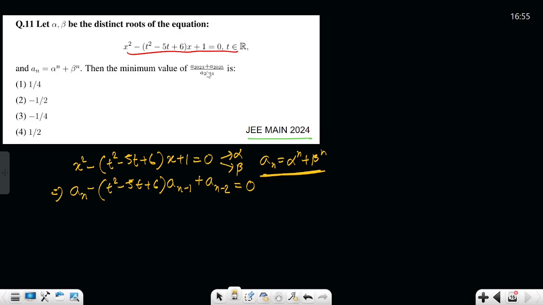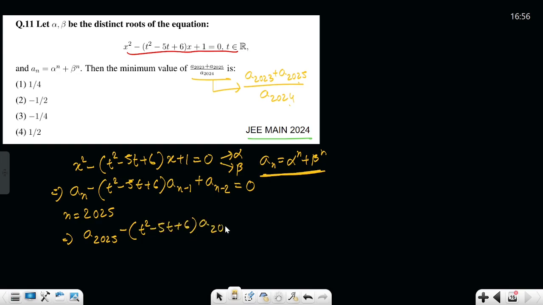Now what we need to find? We need to find this, which is A2023 plus A2025 divided by A2024. We will find the minimum value of this quantity. If you put n equal to 2025 here, you can easily get that A2025 minus (t square minus 5t plus 6) A2024 plus A2023 is equal to 0.